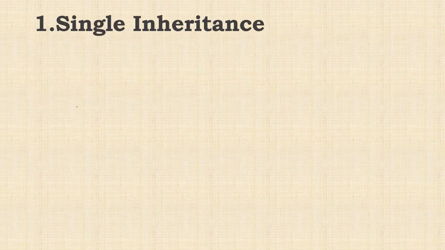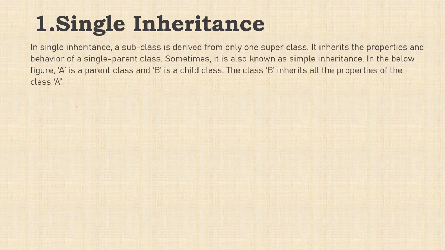So let's start. We are going to see single inheritance first. In single inheritance, a subclass is derived from only one superclass. Only one superclass will be there, and one subclass will be derived from that superclass. It inherits the properties and behavior of a single parent class. It is also known as simple inheritance.